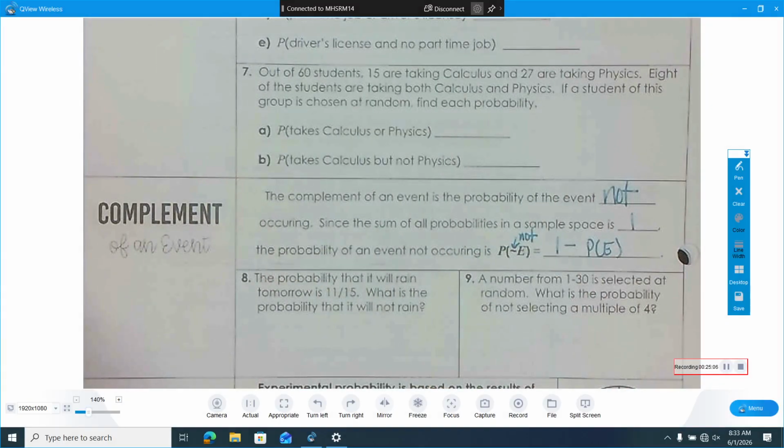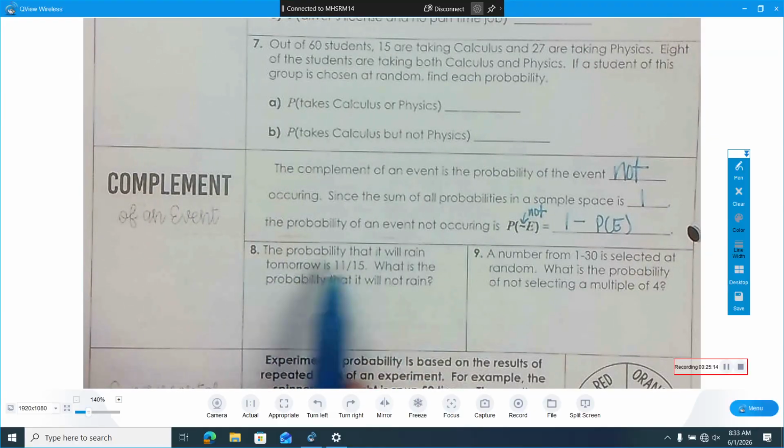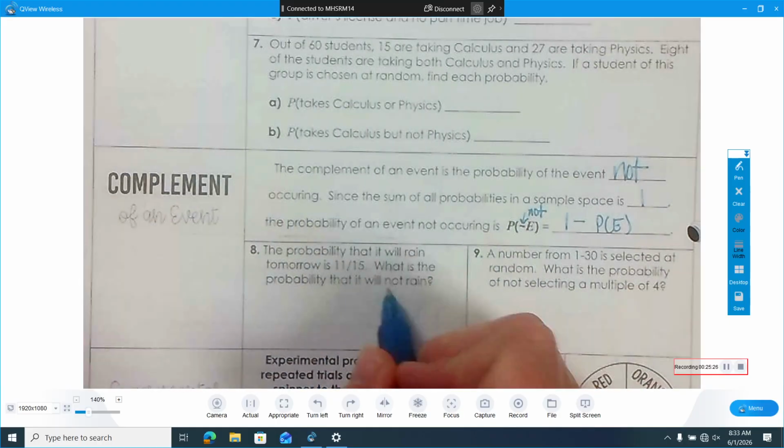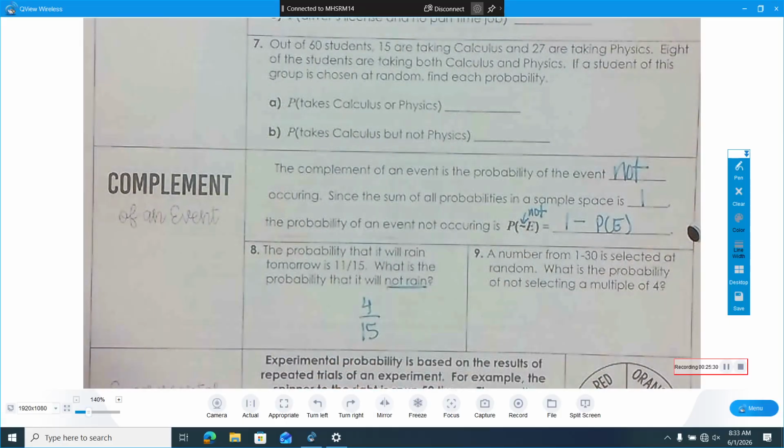Now, it turns out that I can use this formula if I want to, but it's actually a lot easier just to think about it a little bit. So here we go. The probability that it will rain tomorrow is 11 out of 15. 11 chances it will rain out of 15. So what's the probability that it will not rain? There you go, 4 out of 15.